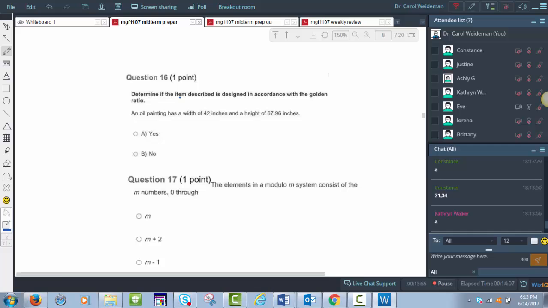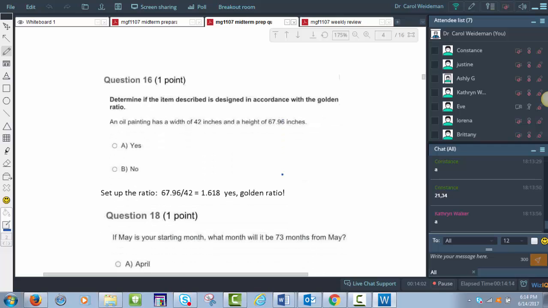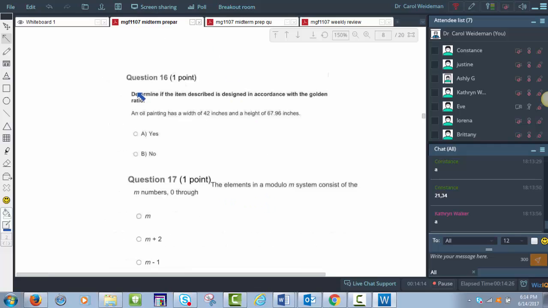Determine if the item is designed in accordance with the golden ratio. So what you want to do is just set up the ratio. Take the 67.96 and divide by 42. Remember the golden ratio is about 1.618. So the answer on this one is yes. Not too difficult. I can't really ask you that much on this section. There's not that many types of questions we can do.